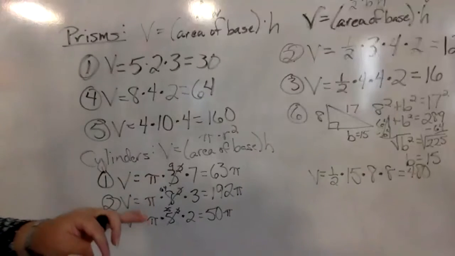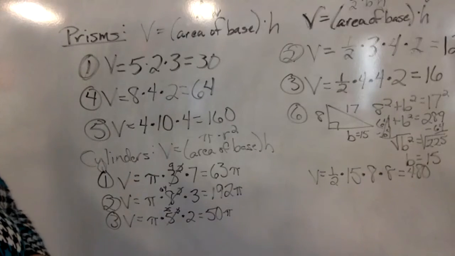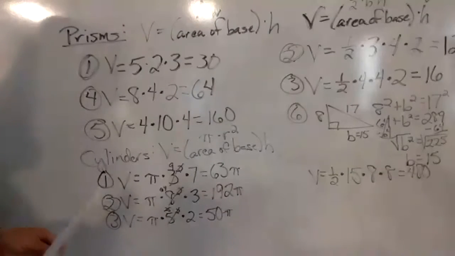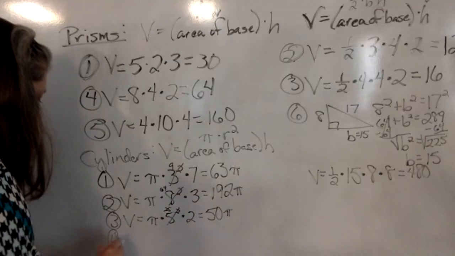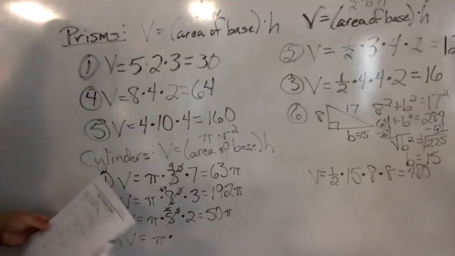Okay, this is what I'm trying to do this chapter. Hopefully, if you learn the formula, it'll be a good unit for everybody. Okay? Let's say number 4. Number 4 for the volume. Pi times what's the radius on that cylinder?